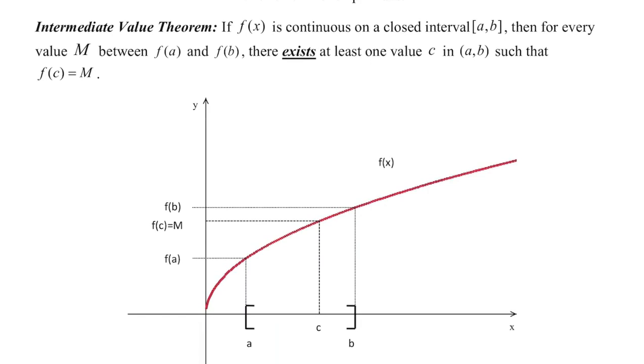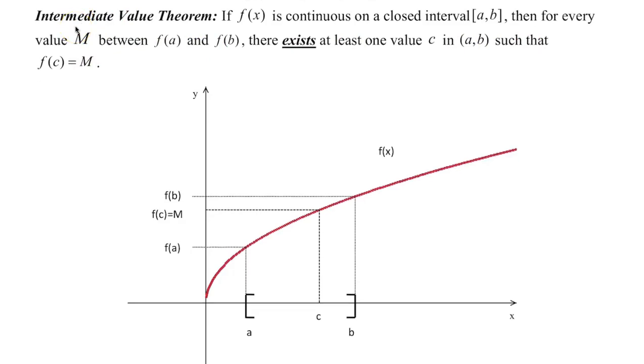Intermediate value theorem. If f of x is continuous on a closed interval from a to b, then for every value m between f of a and f of b, there exists at least one c value in [a, b] such that f of c equals m. So again, in plain English, all that means is this. Given a closed interval, let's actually just pick points. Let's say 1 to 4. So my a value here is 1, my b value is 4, right?